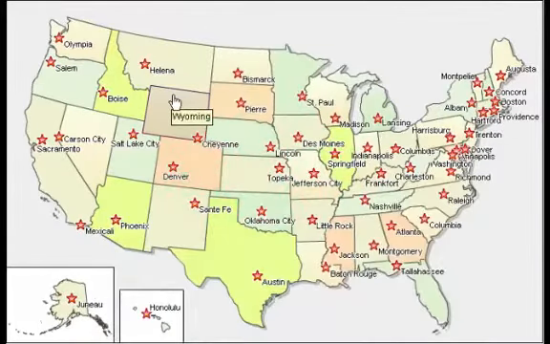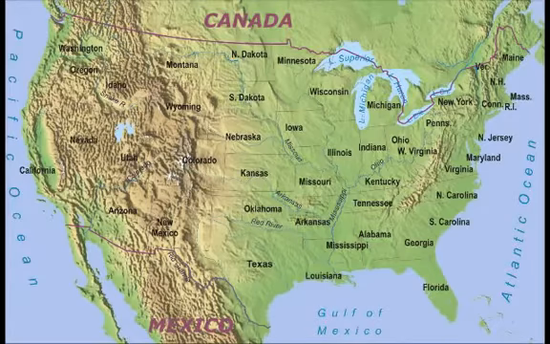Physical maps show the physical features of the map, such as mountains and rivers and major oceans and lakes. They might sometimes show borders and maybe a few cities, but the primary focus is, in fact, on the physical features of the map that you're looking at. So, once again, this is a political map. This is a physical map.